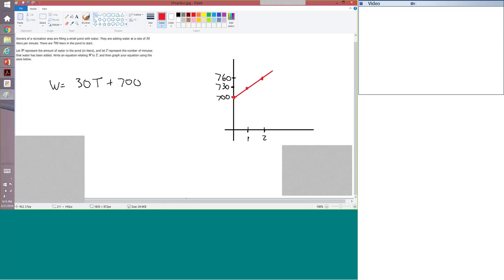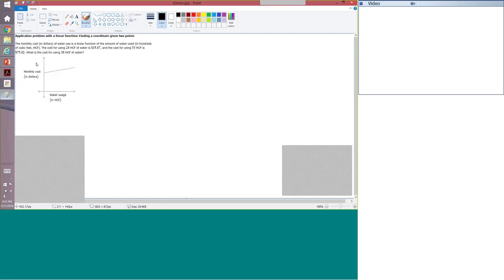Good. Let's go ahead and crank on to number 2 then. In this one, we have the monthly cost in dollars of water use is a linear function of the amount of water used in hundreds of cubic feet. The cost for using 100 cubic feet of water is $35.87, and the cost for using 5,300 cubic feet is $75.02. What is the cost for 3,600?